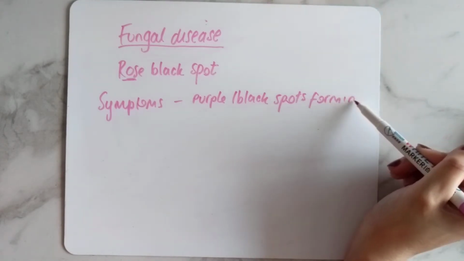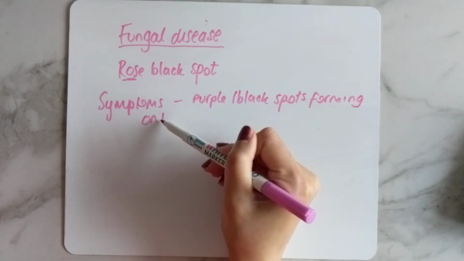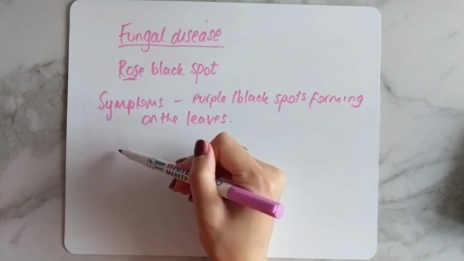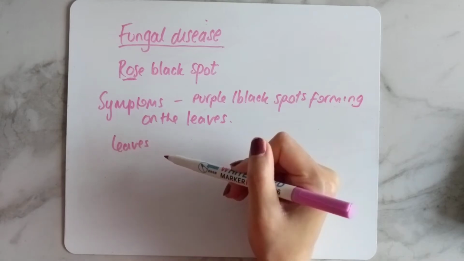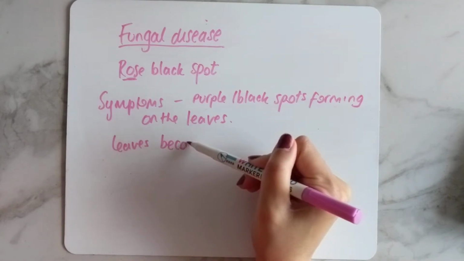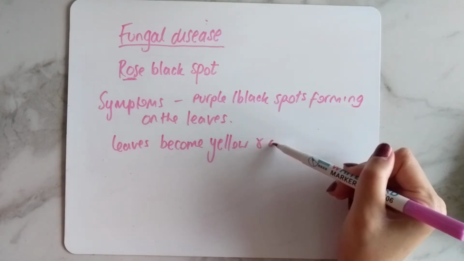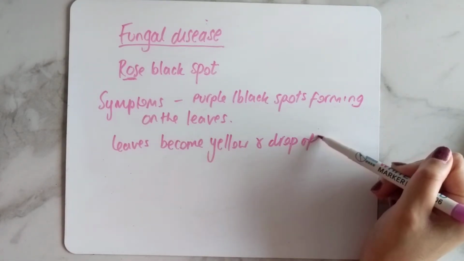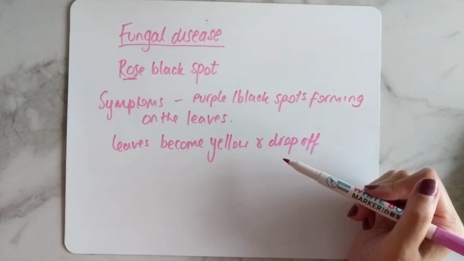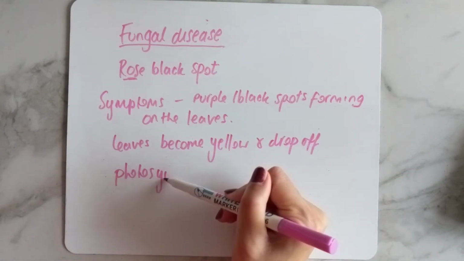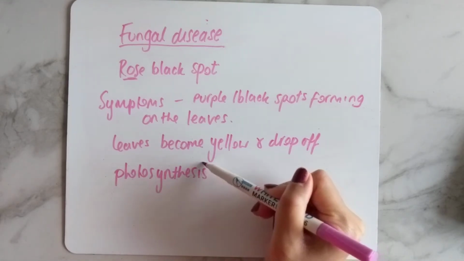forming on the leaves. So again, the leaves could become discoloured, usually yellow, and they drop off, so they die and they drop off. So again, if the chloroplasts are damaged, it means reduced photosynthesis and reduced plant growth.